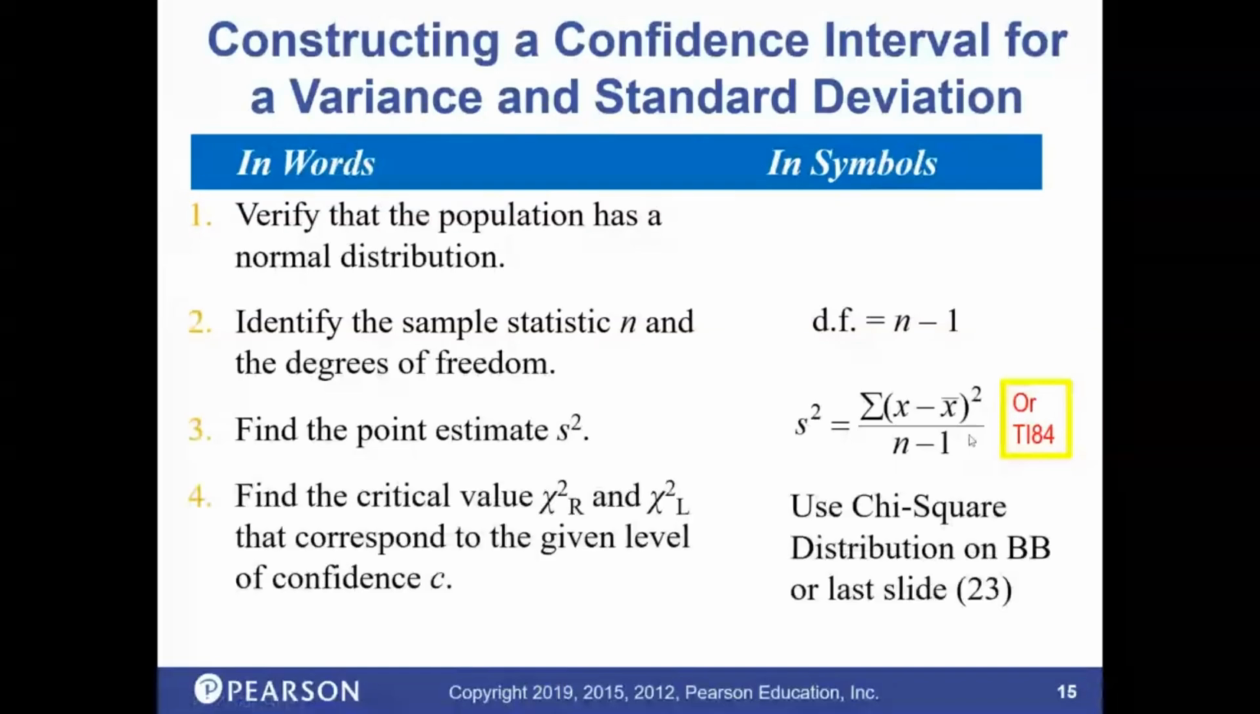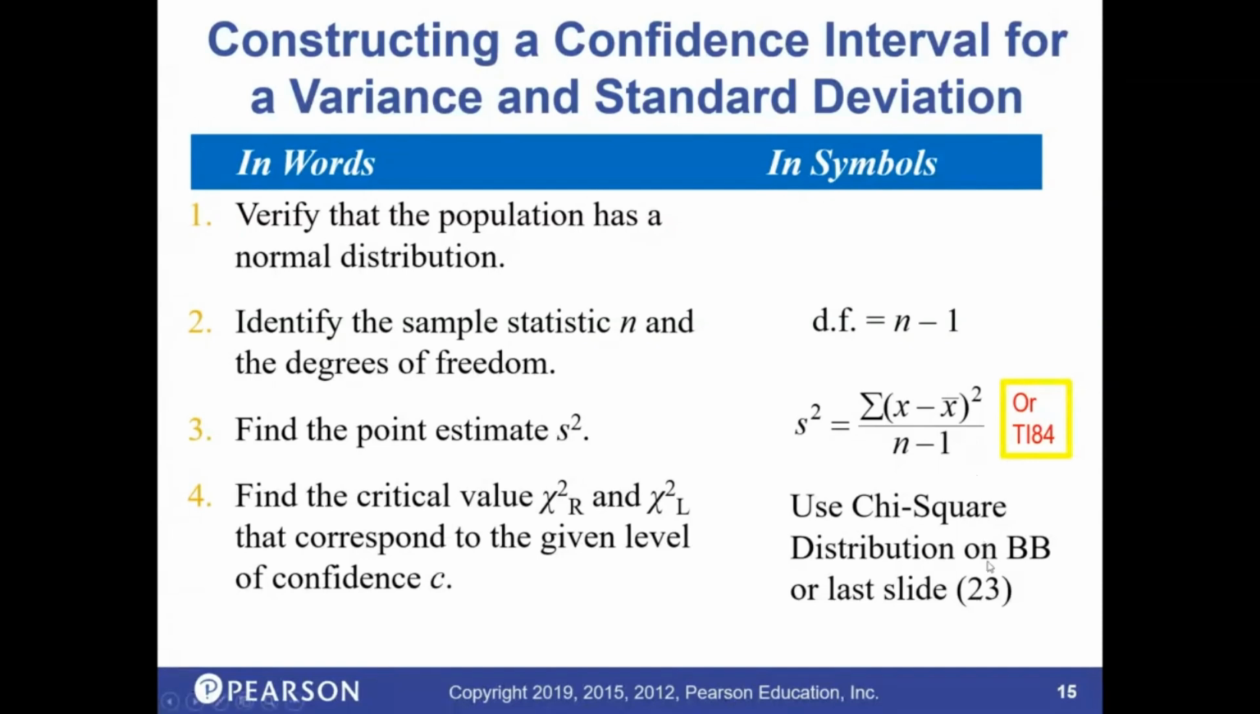Okay, but then that's pretty much the only place you're going to be able to use your calculator to help you out other than just using it for the arithmetic. Next, on step 4, we're going to find our critical values, chi squared r and chi squared l, that correspond to our given level of confidence c. We'll use our chi squared distribution.